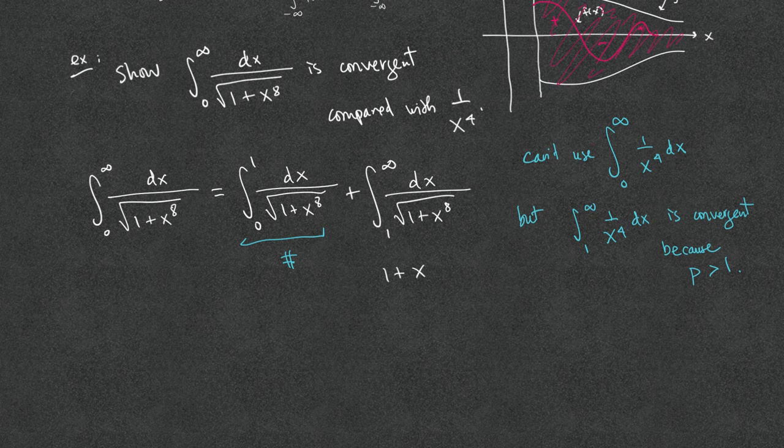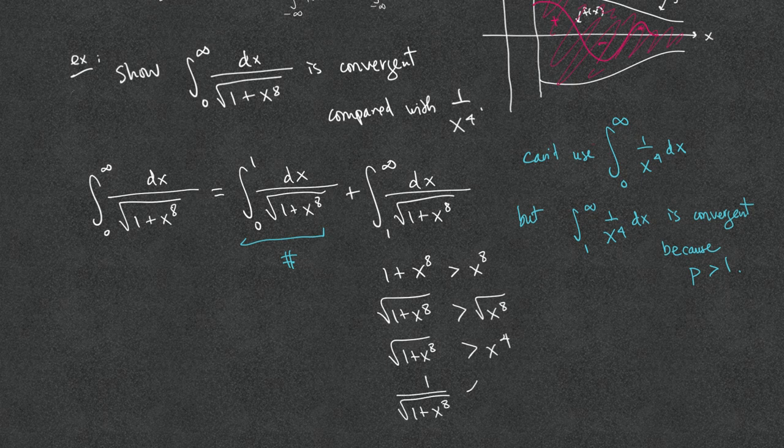The second integral can be compared to the integral of 1 over x to the 4th by observing that 1 plus x to the 8th is more than x to the 8th. The square root of 1 plus x to the 8th is greater than the square root of x to the 8th. The square root of 1 plus x to the 8th is therefore greater than x to the 4th power. Their reciprocal is the opposite. 1 over the square root of 1 plus x to the 8th is less than 1 over x to the 4th. This shows that 1 over x to the 4th is greater than 1 over the square root of 1 plus x to the 8th.